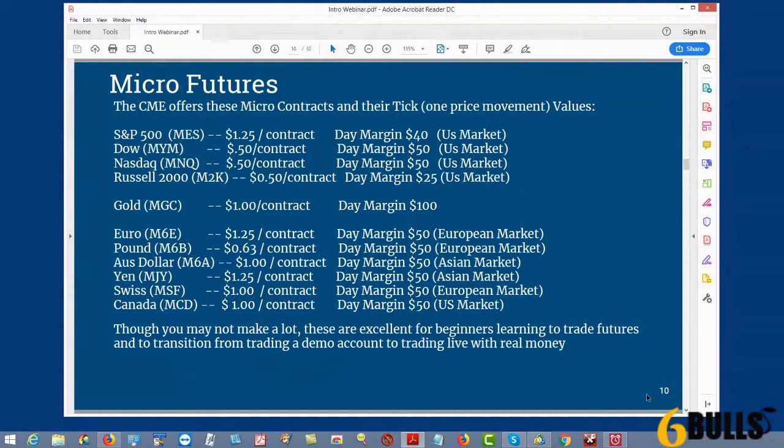So you could definitely trade the futures Forex as well. Although most people, I still think, trade the Forex side as opposed to the Forex futures side if they're going to trade the currencies. But for trading the actual financial futures, this is a great way to start with the micros.